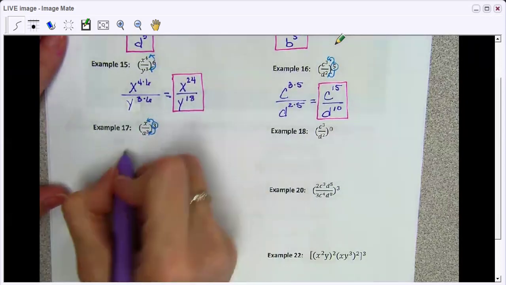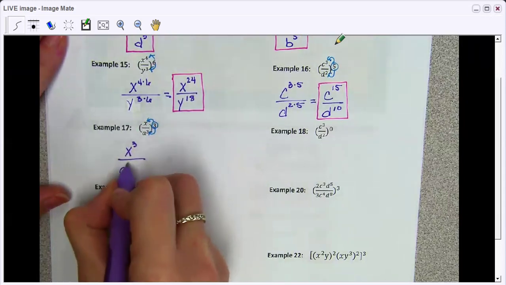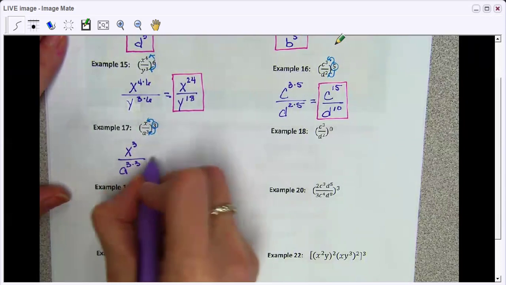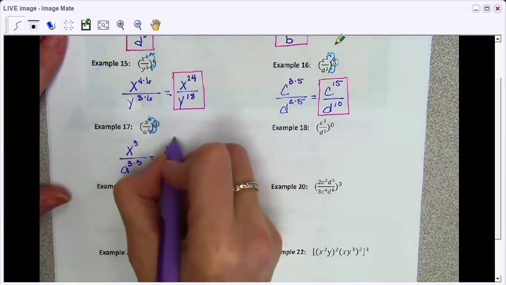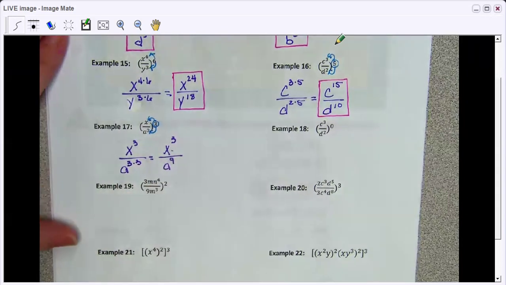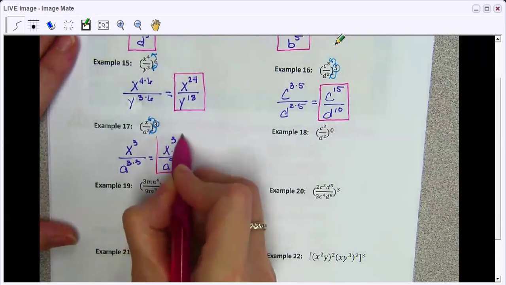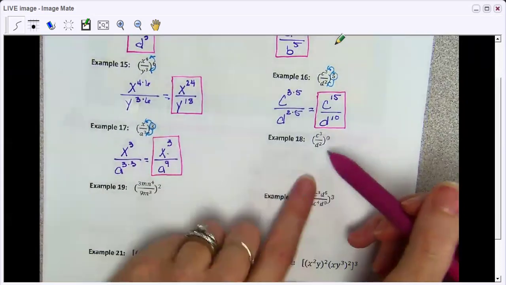So when we do that, we get x to the power of 3 over a to the power of 3 times 3. And simplify that. x to the power of 3 over a to the power of 9. So that one wasn't really any different than what you were doing above. But this one is a little bit different.